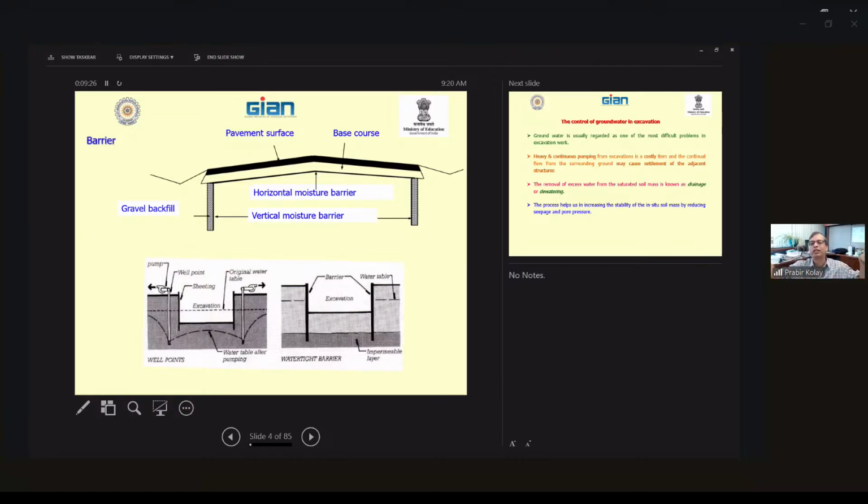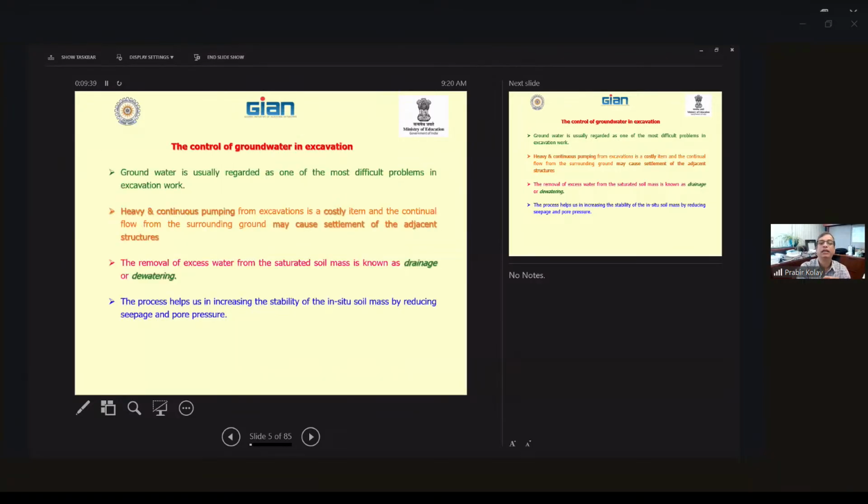The drainage is not proper. Sometimes we do some barriers so that the water really cannot go up, and then they create a problem to the pavement. Okay? So these are like a well point system, watertight barriers. So these are things I'm going to go into much more detail now.